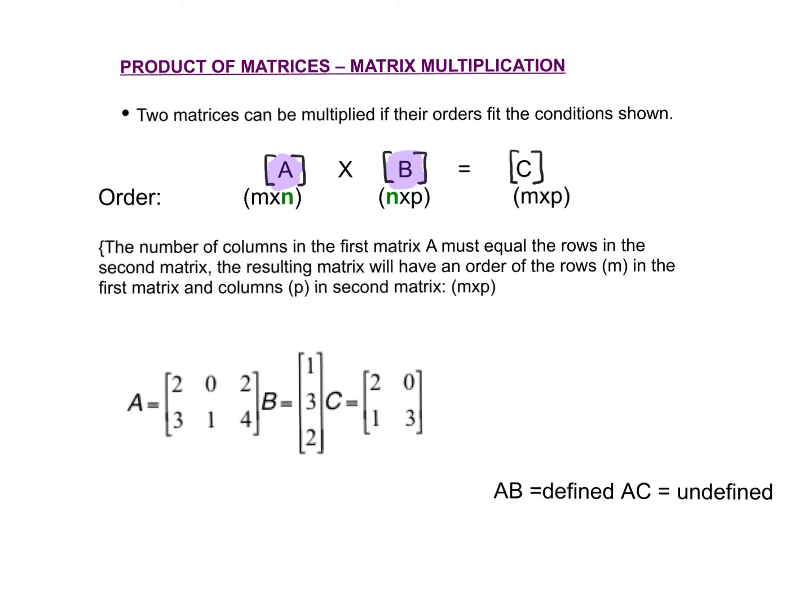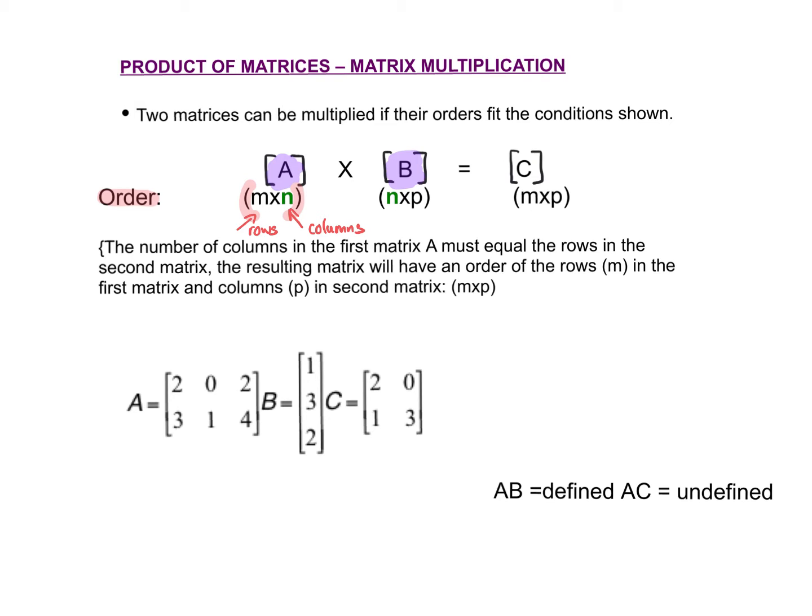Multiply a matrix with another matrix. If it's possible, the first thing we have to do is look at the order of the matrix. So this matrix A would have an order here, where this number would be telling me the number of rows matrix A had, and this number would be telling me how many columns matrix B had.